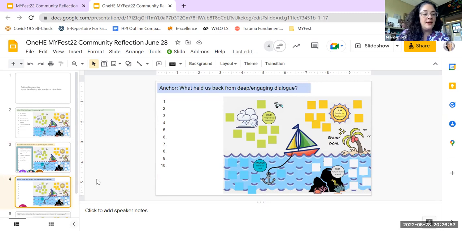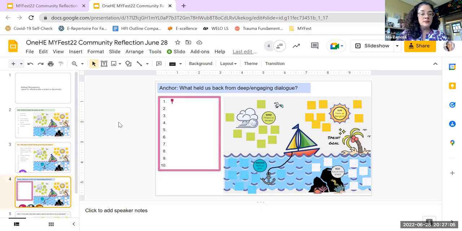Let's see, that is anchor. Okay, what's held us back from deep or engaging dialogue? Someone wrote self. Life. Yeah, that was me. I think we're our own greatest barrier to most things, or at least our cognitive brain.